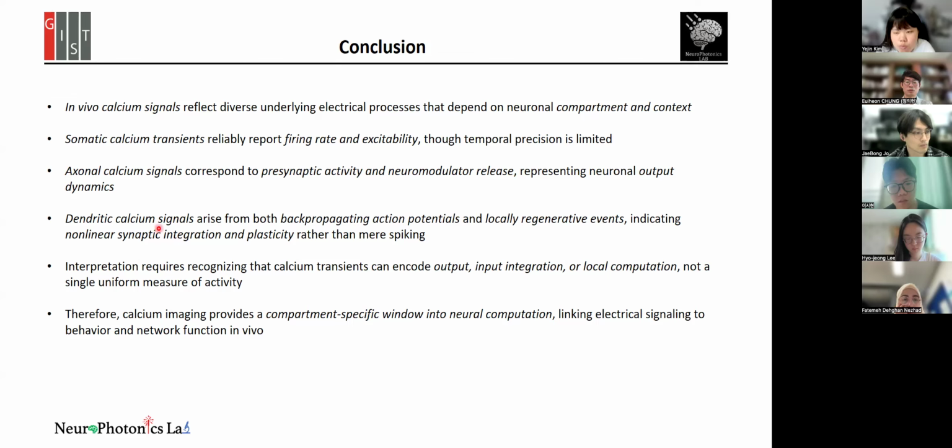Dendritic calcium signals arise from both back-propagating action potentials and locally regenerative events, indicating nonlinear synaptic integration and plasticity rather than spiking. And interpretation requires recognizing that calcium transients can encode output, input integration, or local computation, not a single uniform measure of activity. Therefore, calcium imaging provides a compartment-specific window into neural computation, linking electrical signals to behavior and network function.